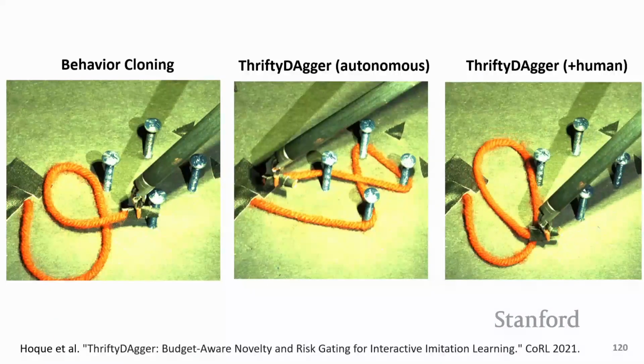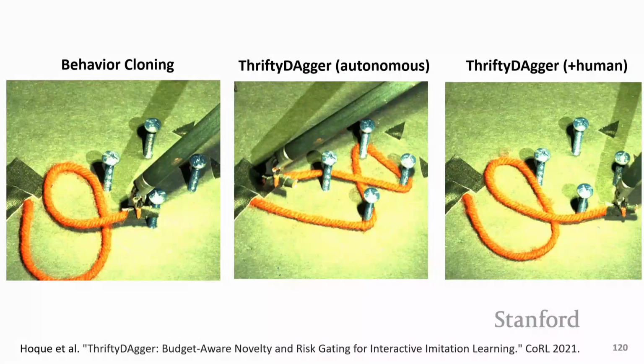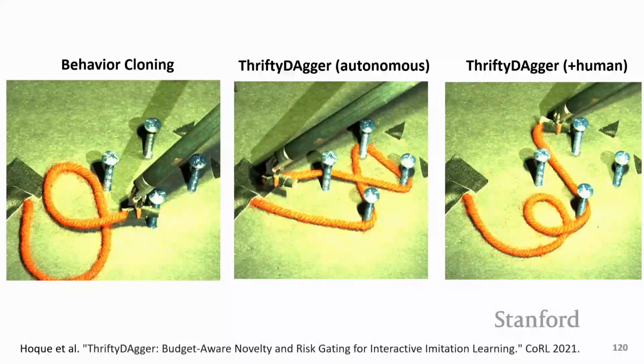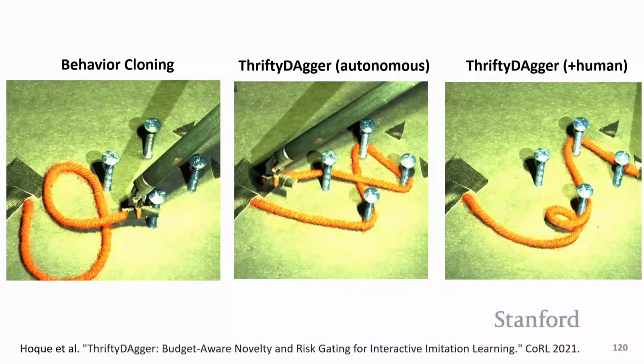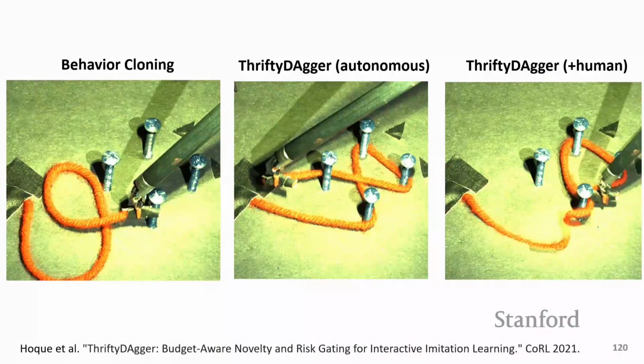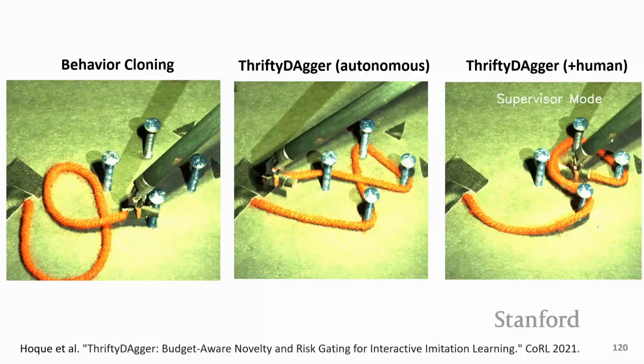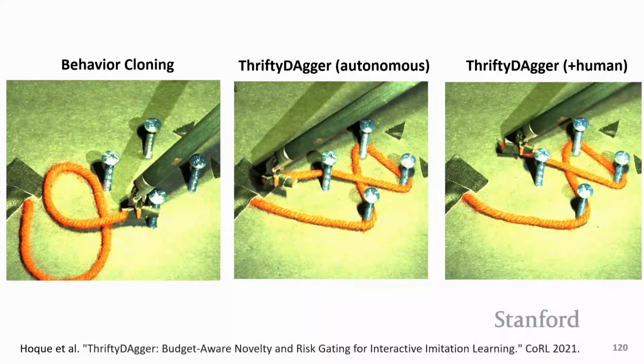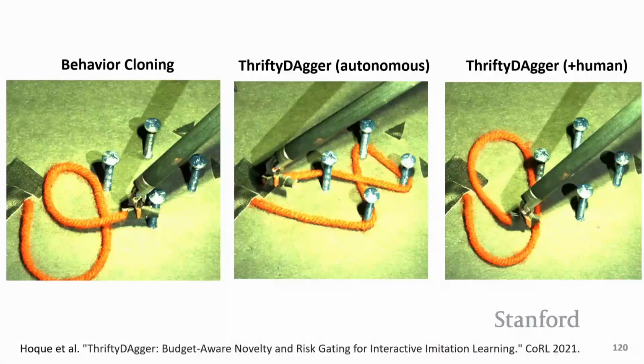What's also nice is that even at execution time, if the robot ever detects that it's in a novel or risky state, it can always ask for help to get unstuck. You'll see here, as it's coming around for this last bend, it's going to get slightly stuck. It switches back into supervisor mode. We apply just a simple correction. It then takes back over autonomously and is able to finish the task.